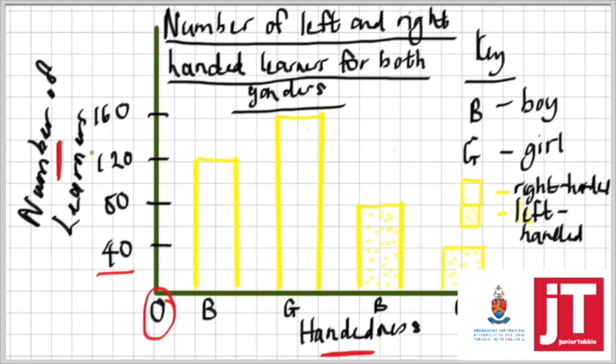And then I have drawn my bars. Make sure the spaces between the bars are exactly the same, and make sure the width of the bars are also the same. And your heading: number of left-handed and right-handed learners for both genders. And then at the bottom I wrote B and G, B and G. B and G stands for boys and girls, and then I put the dots. Dots means left-handed, and the clear block is obviously for right-handed. So make sure you have a key.